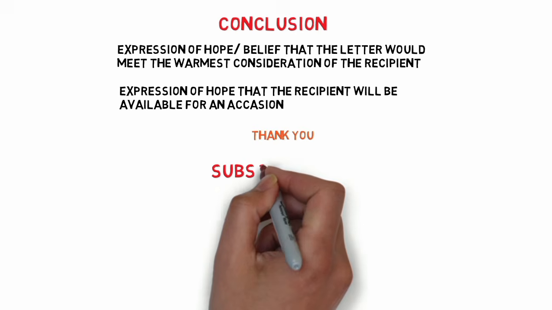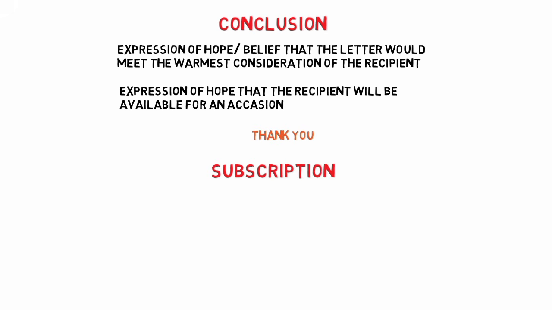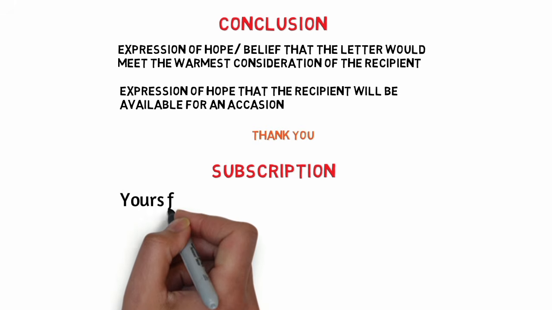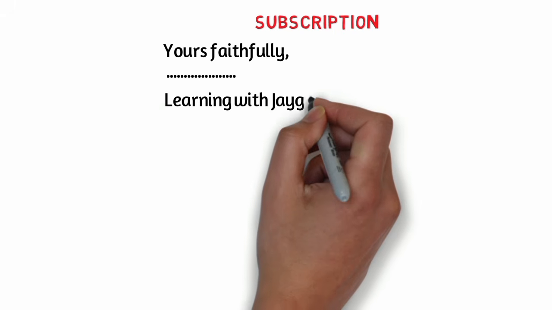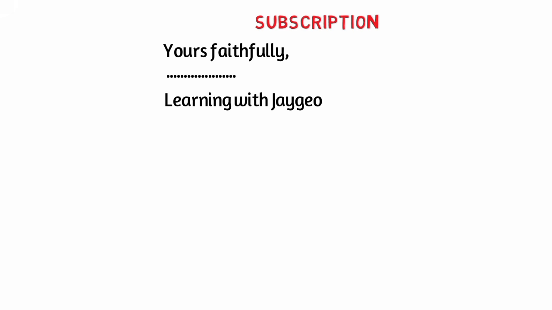The next thing after the conclusion is a subscription. You subscribe by writing something like this: yours faithfully. Add your signature and write your full name. Usually these three are enough, but you can decide to continue by adding your email address and your phone number as well. Remember, when writing yours faithfully, the yours always begins with a capital letter. The faithfully should always be written in small letters, and then a comma comes afterwards. Take note, it's yours faithfully, not yours faithful. It's yours sincerely, not yours sincere.